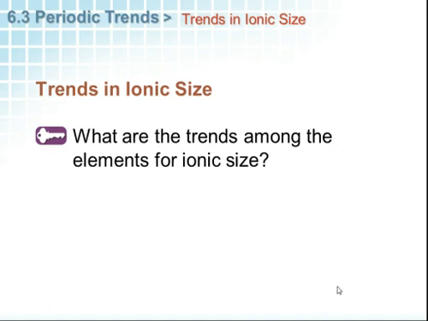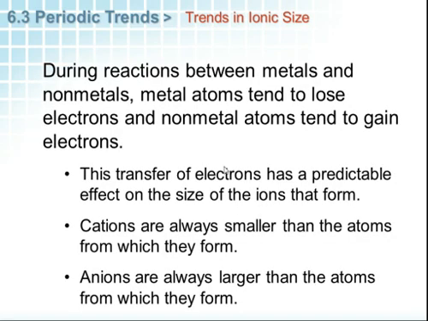Okay, 3 to go. Let's talk about ionic size. Remember, an ion is a charged atom. During reactions, this is pretty much just review here: metals will lose their electrons, and nonmetals will gain those electrons when those two combine. But the transfer of these electrons has a predictable effect on the size.